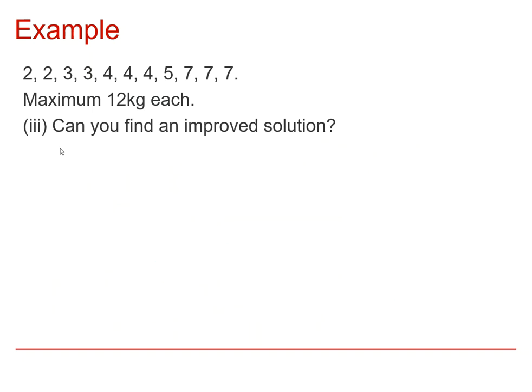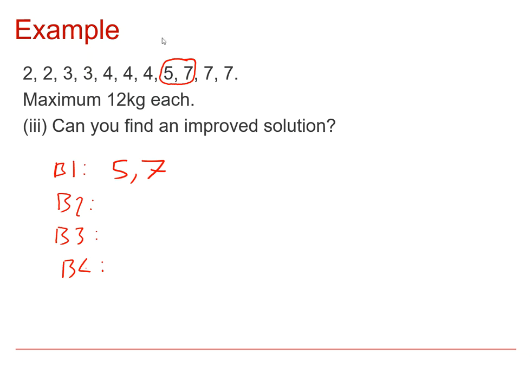So the final part says, can we find an improved solution? So can we find a way of doing this where we're using less than 5 bins? Now there's no algorithm for this as such, other than the idea of us as human beings spotting sets of items which will fill a bin. So we're looking for groups of these numbers that have a total of 12. So, well, an obvious one would be a 5 and a 7. So how about if in bin 1 we put the 5 and the 7?